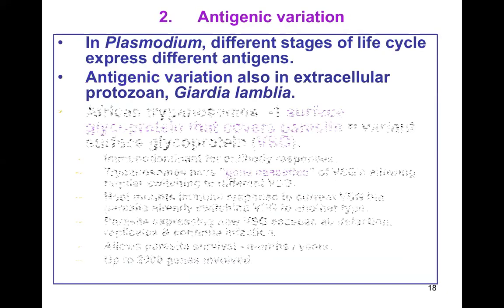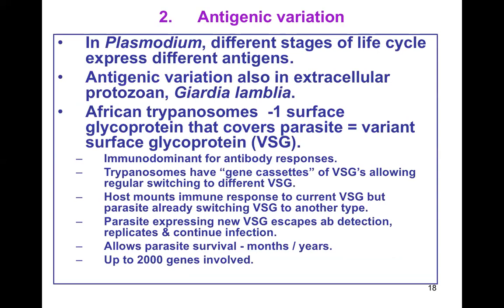Then we have antigenic variation. This slide seems too busy. I want to go only through these three points, that antigenic variation, you know, the life cycle of Plasmodium falciparum from the sporozoite stage to the larval stage, then to the mature Plasmodium falciparum stage.